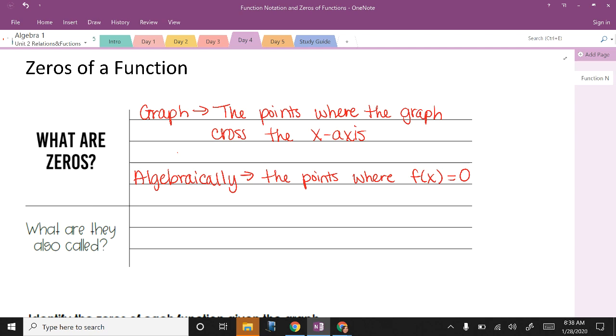Okay? Zeros have a lot of other words that you're going to hear me say this semester. Another word for zero is called a root. They're also called x-intercepts, for obvious reasons, because we're looking for where they cross the x-axis. And they could also be called solutions. So when we get to quadratics in about a month or so, we're going to be talking about zeros being roots, intercepts, and solutions as well.